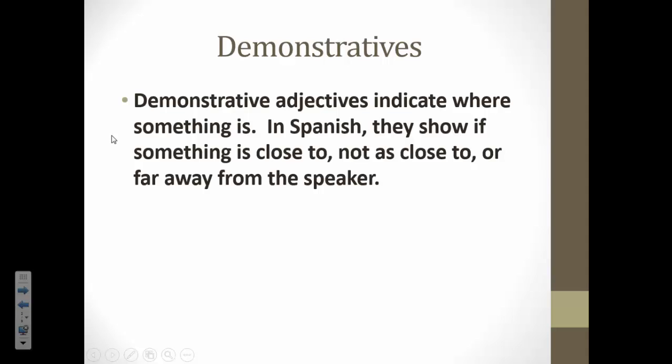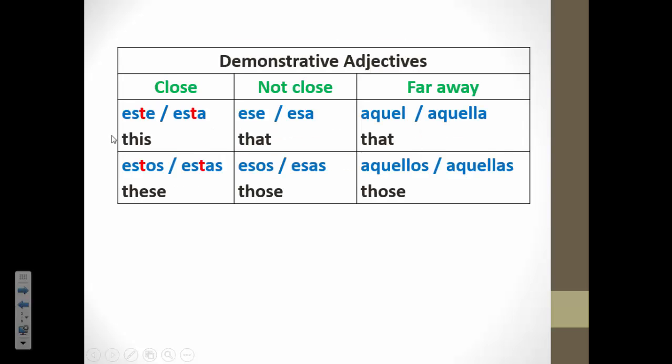Demonstrative adjectives indicate where something is. In Spanish, they show if something is close to, not as close to, or far away from the speaker. Here's a chart with some demonstrative adjectives. Now, just like any adjective, a demonstrative adjective will agree with the noun it describes in both gender and number.